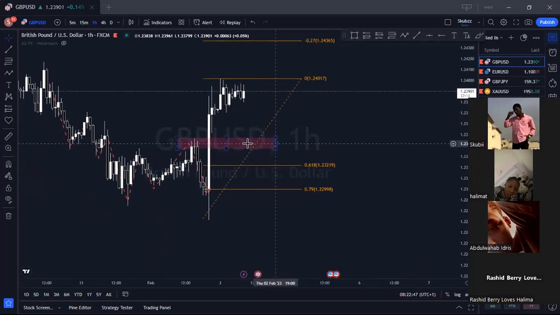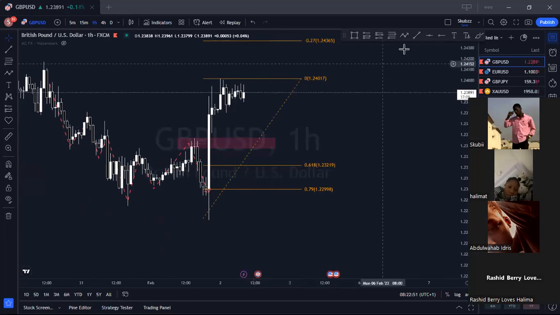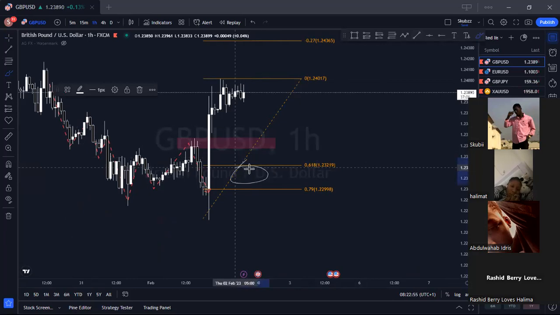This level here, and then you can still watch out for the Fibonacci areas around here. Let me highlight it around here like this. 61.8. Yeah, so that's basically that.